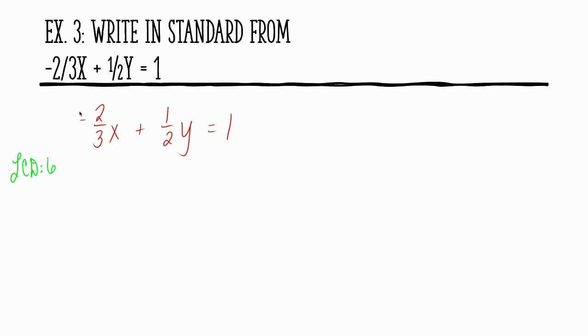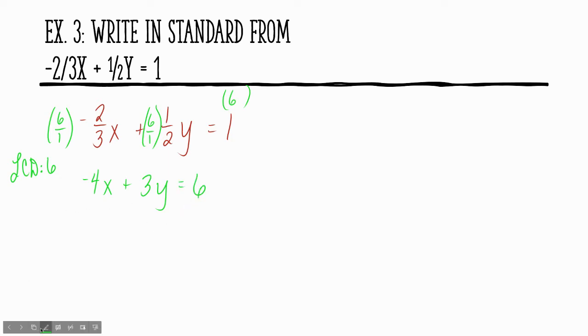So we want to multiply each term in this equation by 6. We're going to multiply this fraction by 6, this fraction by 6, and we'll even multiply this term by 6. When we multiply 6 times negative 2, that's negative 12 divided by 3, that's negative 4x, and we get rid of that fraction. Plus 6 times 1 is 6, divided by 2 is 3y, and we get rid of that fraction. 6 times 1 equals 6.